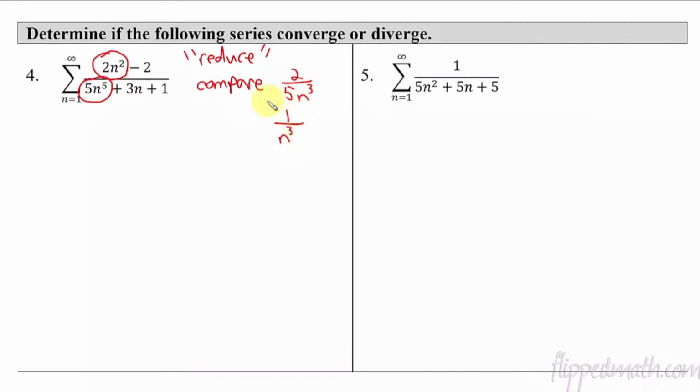So now, does this converge or diverge? This is a p series, and it converges. Okay, so we know that this thing converges. So now let's set up our limit. So we're going to say the limit as n approaches infinity.